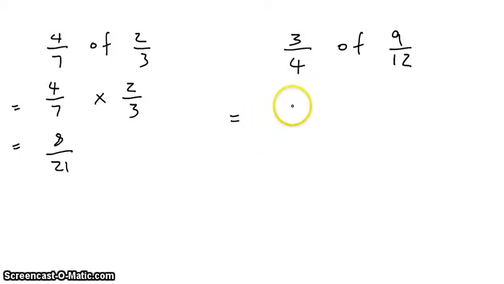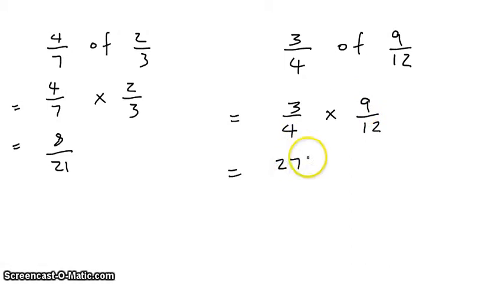Okay, so we know that 3/4 of 9/12 is the same as 3/4 times 9/12. We multiply our numerators together. 3 times 9, which is 27, and 4 times 12. 4 12s are 48. Can we simplify further? 3 can't go into 27 or 48. 4 can't go into it. 5 can't go into it. 6 can't go into it. So 27/48 is our answer. And that's multiplying fractions.